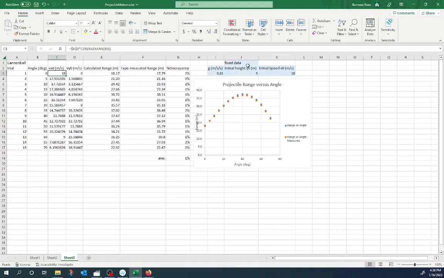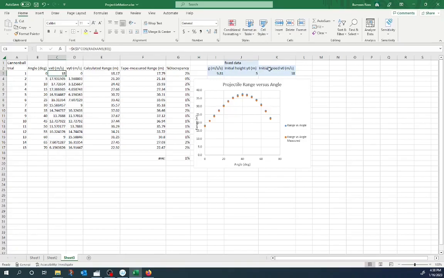I have my fixed data that we're going to be using for this all over here highlighted in blue. You don't have to highlight it in blue. I just did that to emphasize the fact that it is fixed data. It's data that's not changing, staying constant throughout the experiment. So those fixed data are the acceleration due to gravity, 9.81 meters per second squared, the fixed initial height that we fire the cannon at, 5 meters, and the initial speed we're shooting at, 18 meters per second. And that initial speed, that's right here. I use that in this calculation.